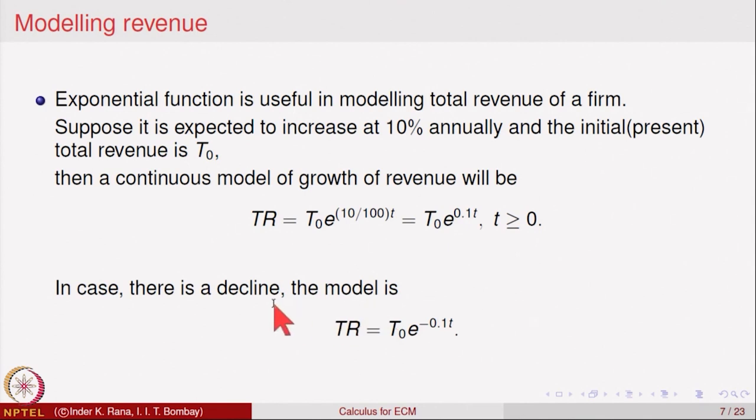In case you want to say there is a decline, how is that represented by the exponential function? The only difference is it is e raised to power minus the rate at which it is decreasing times t. So if instead of growth there is a decrease in the revenue, then the model will be total revenue is T0 e raised to power minus 0.1t. And if it is growth, it is e raised to power plus 0.1 times t. So that is the difference. The negative sign makes it either increase or decrease. In the earlier model, the revenue will keep on increasing, right? And in this model, the revenue will keep on decreasing.